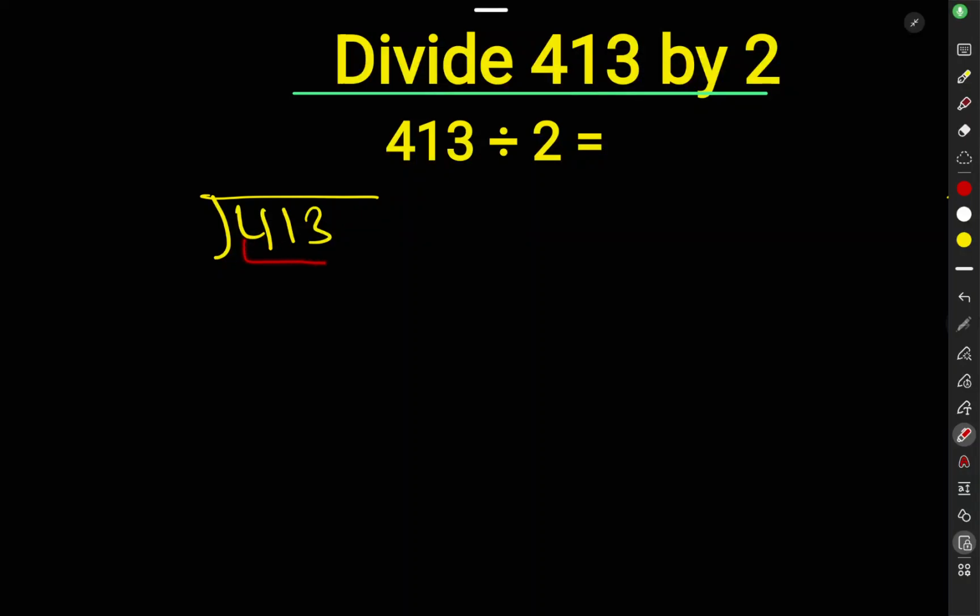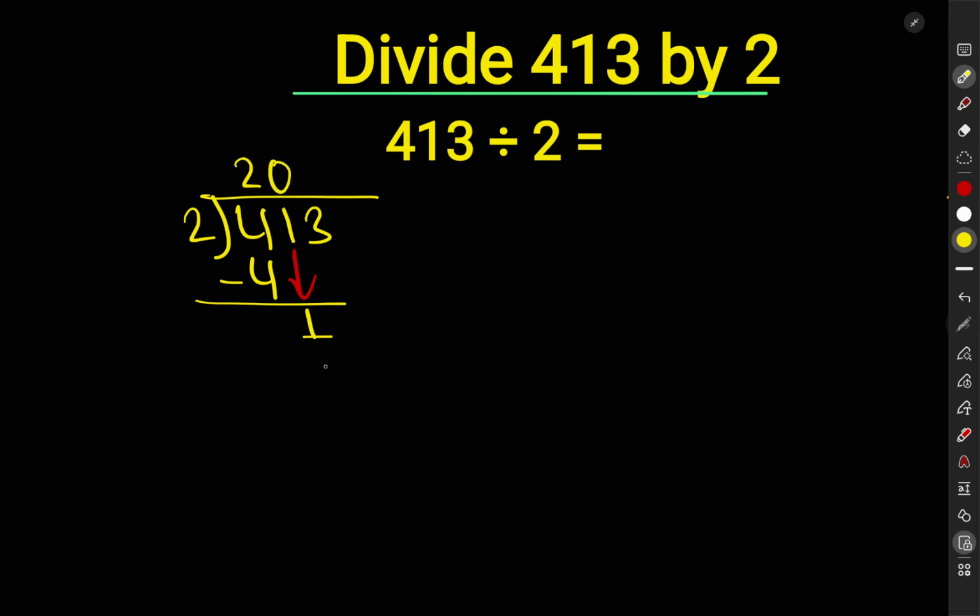Divide 413 by 2 in a long division method. So 2 times 2 means 4. On subtracting we get 0. So now we put down the number beside this 1 and we remove this 0.